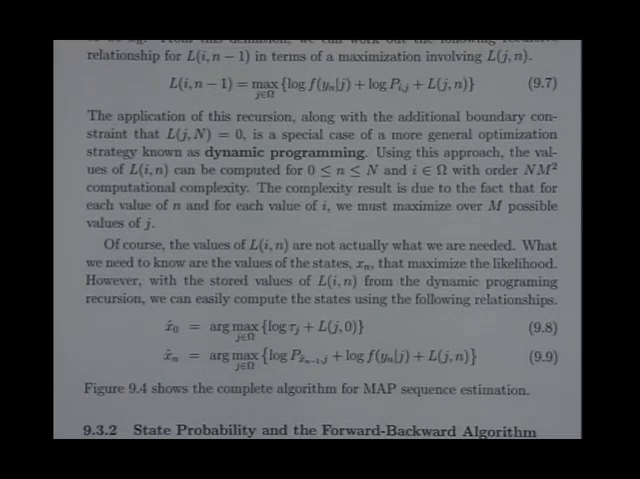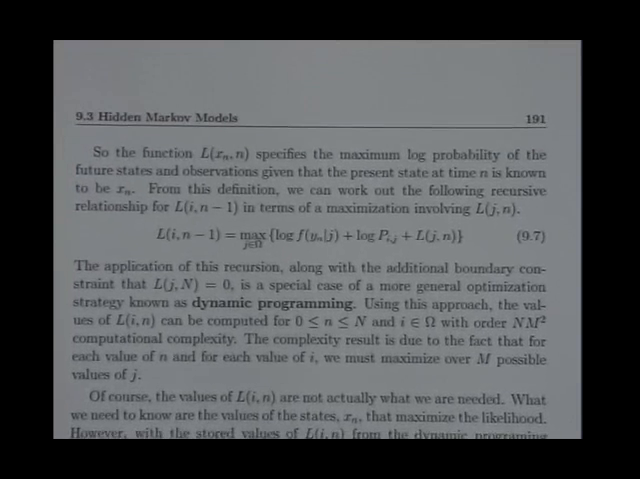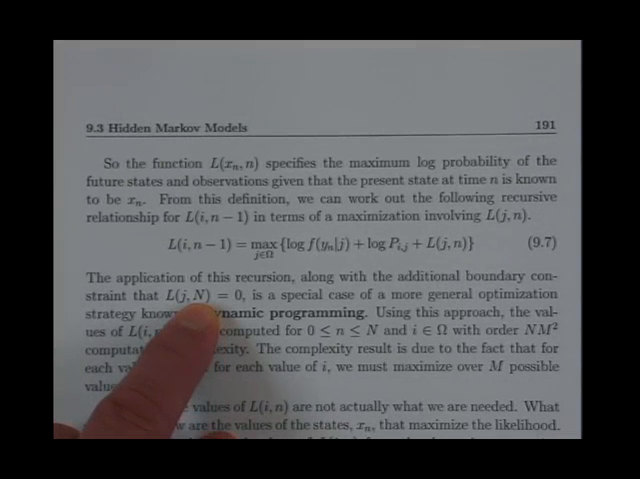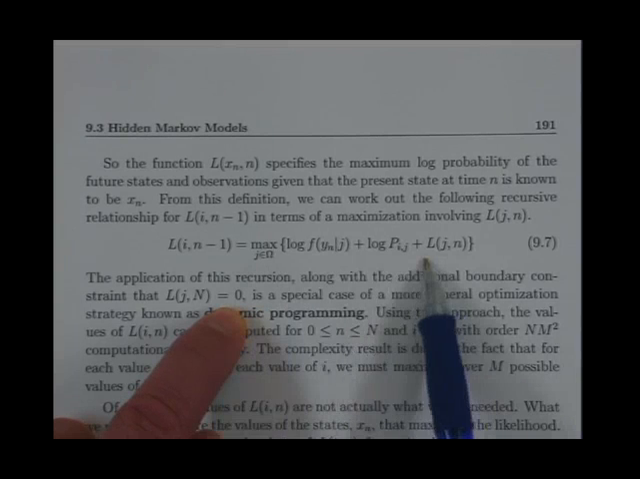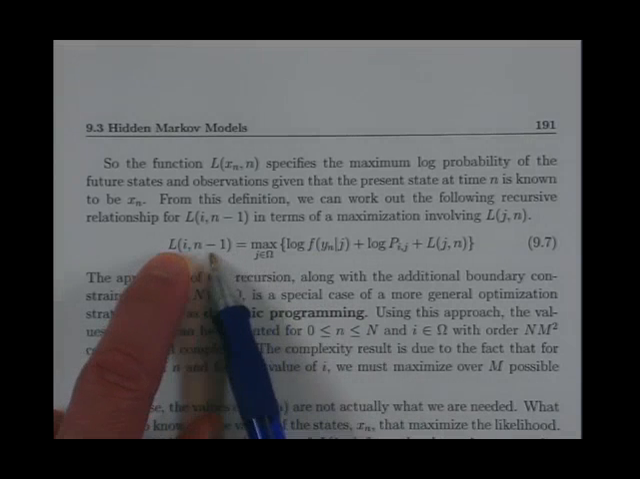So you could just start the recursion, the way you initialize it, the last time that you start the recursion is with the log likelihood being zero, which corresponds to a probability of one. If you think about it, it eventually makes sense. And then you just apply this recursion going backwards in time until you get to time zero, and you calculate each of these L of i, n. So in terms of computer memory, the way this works is this.